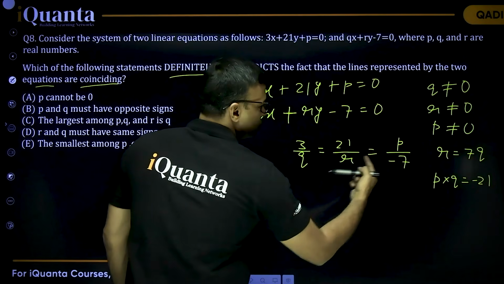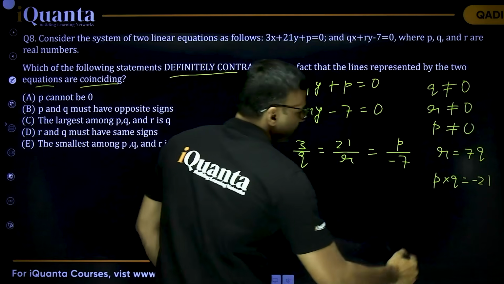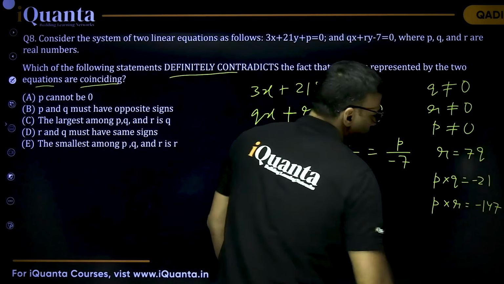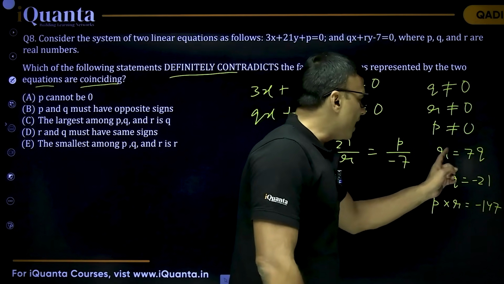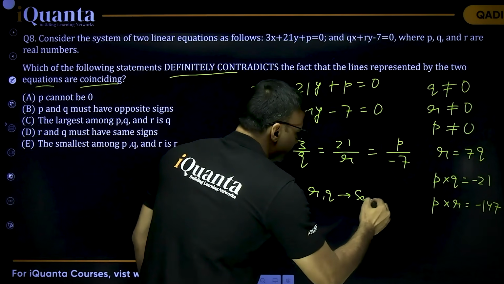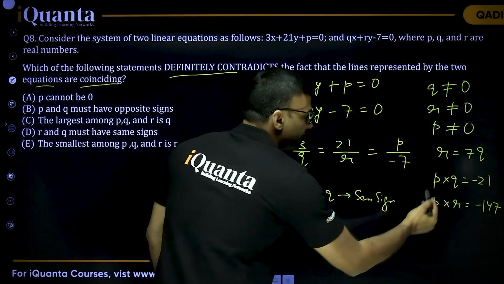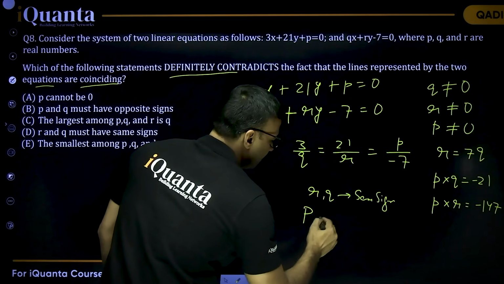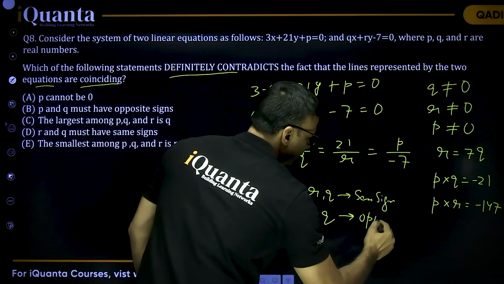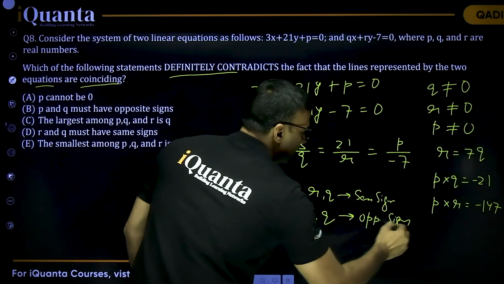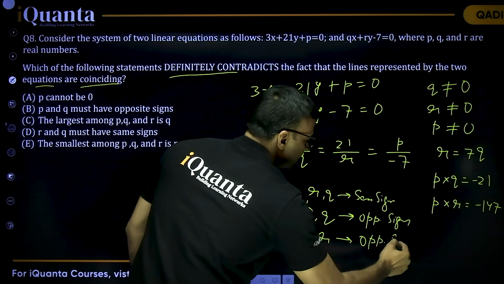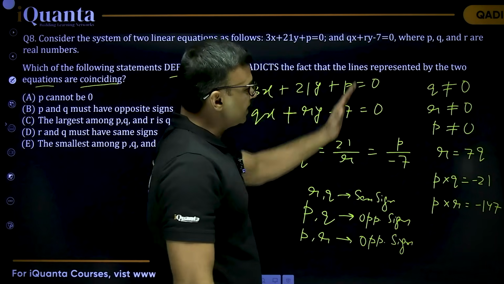If I take these two, what do I get? I get p into r as minus 147. What do I get to know from these? R and Q are of same sign. What else? P and Q are of opposite sign. Right? You can see that the product is negative. So opposite sign. Fantastic. Very good. P and R are also of opposite sign, of course. So these are the things that we can see from here.